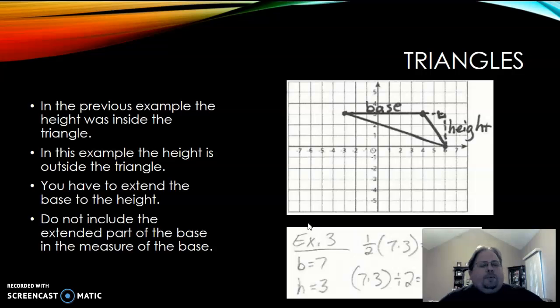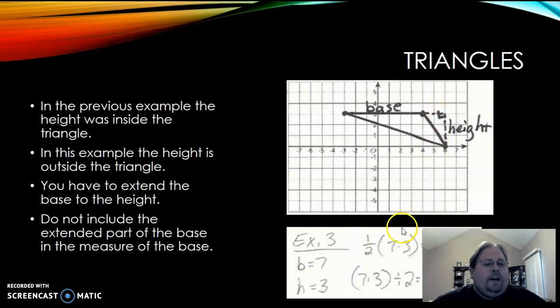This is where a lot of people tend to have problems with the triangles, when we're looking at the height outside of the triangle. So in the previous example, the height was on the inside, so we could draw a line from the angle that was opposite to the base and form a 90-degree angle. In this obtuse triangle, we can't do that. So what we're going to have to do is extend the base. So you'll see these dotted lines coming out here, and then the dotted lines drawing the height down to form that 90-degree angle.